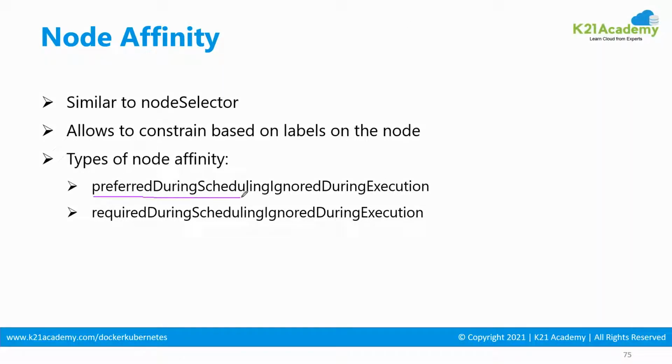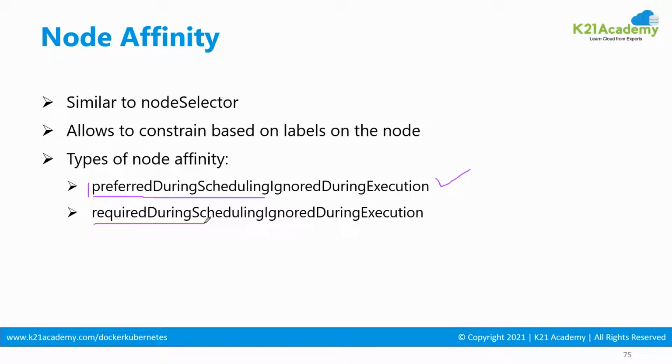It says preferred during scheduling. Preferred is nothing but okay, right? It's okay to have. It is preferable. If I get the preferable worker 1, that's fine. If I don't get it, I'm okay if it goes on worker 2 also. That is called preferred during scheduling. It is not a hard and fast rule that it should get deployed on worker 1 only. So at that time you can use this particular type of node affinity.